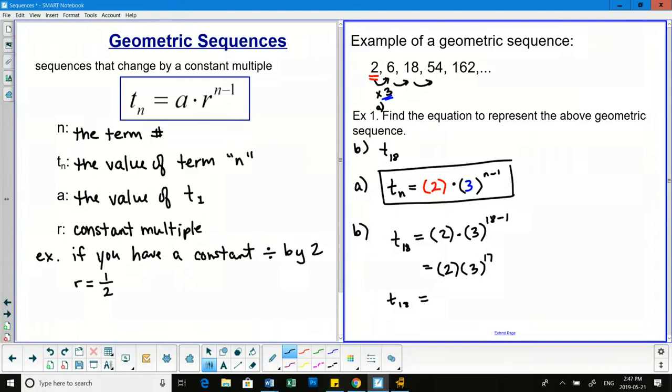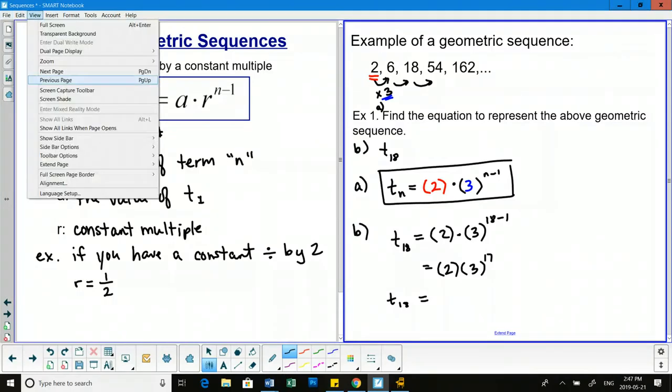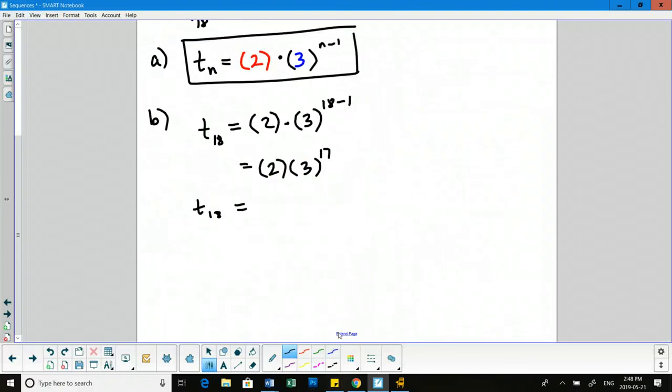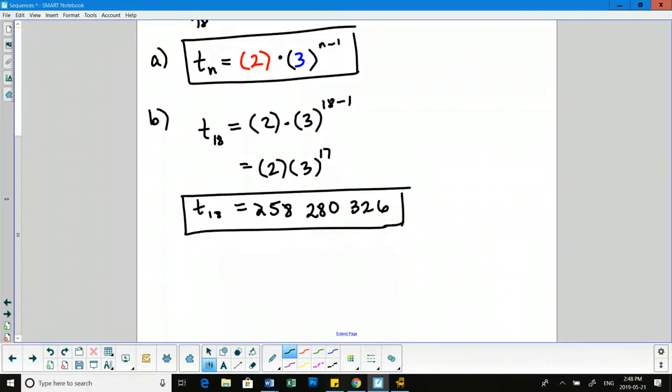It's going to be a pretty big number because when we have multiples, we are increasing pretty quickly. I'm going to turn this off now. What'd you guys get? Who can say this nice large number for us? 258,280,326. Great. Thank you, Paige. I chose one today where we got into the billions, so that was fun.